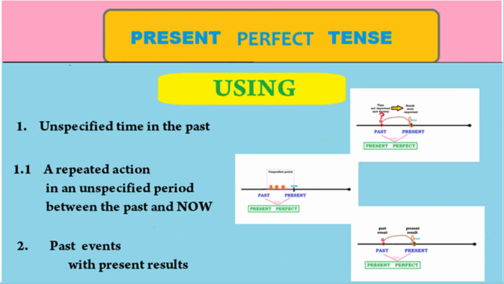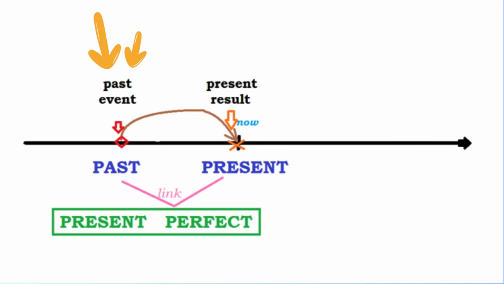Past events with present results. We use the present perfect to talk about actions which happened at an unstated time in the past, and its results are visible in the present.